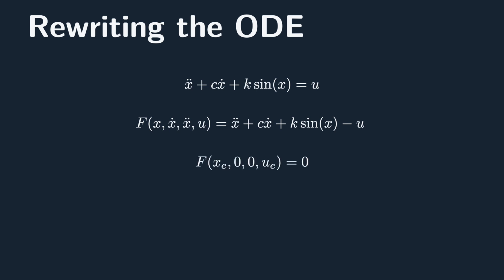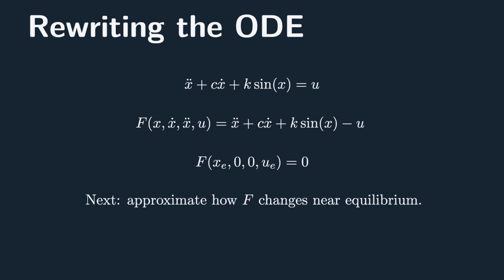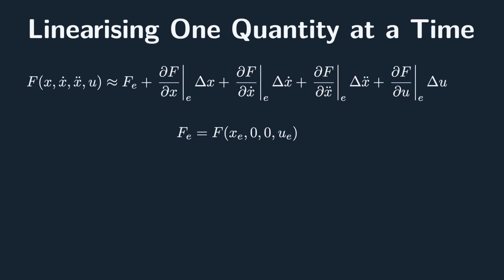Therefore, f of x sub e, 0, 0, u sub e equals 0. The next step is to approximate how f changes near this equilibrium point. To do that, we will use partial derivatives. We now use partial derivatives to linearize f near the equilibrium point.